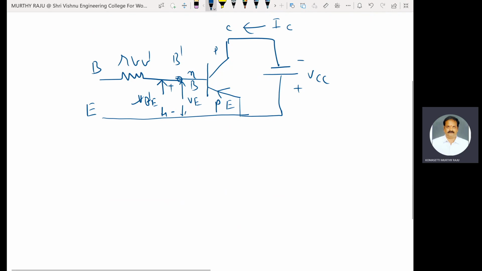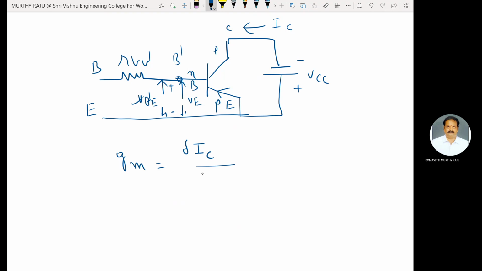This one is gm, equal to the ratio of small change in collector current, that is dou IC, due to small change in the voltage, dou VB dash E, across the emitter junction, keeping VCE constant.